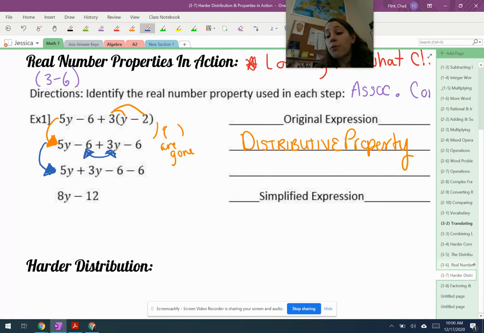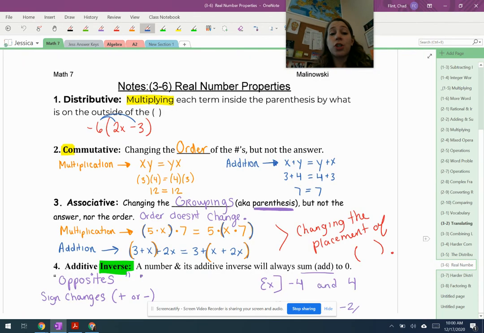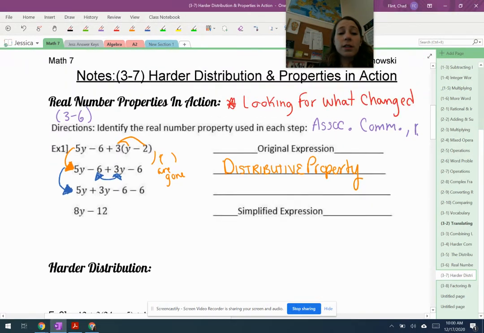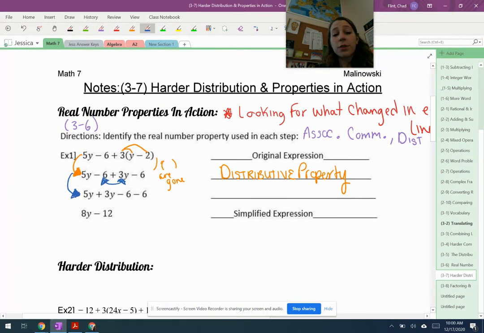Well, which one of those properties has to deal with changing the order, changing where my numbers are? And that would be that commutative property, it changes the order. So by them switching the order of the 3y and the negative 6, that leads us to conclude that this is the commutative property.